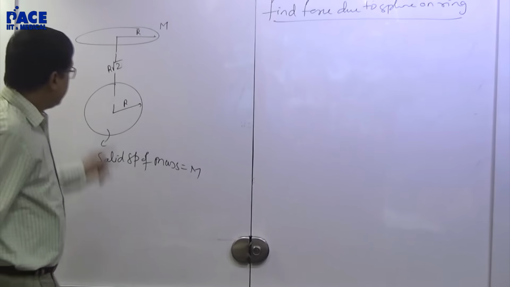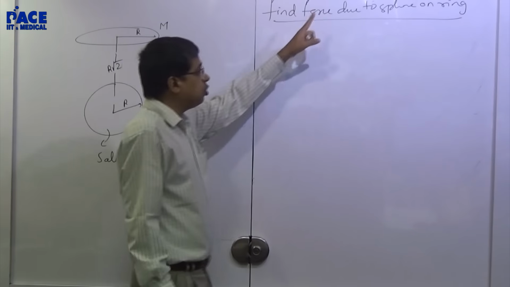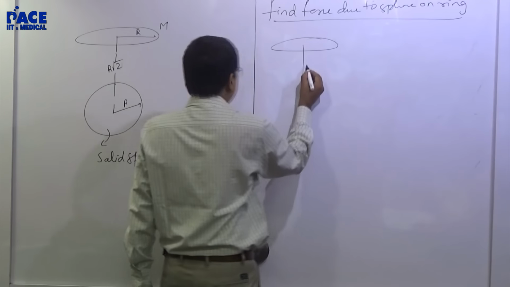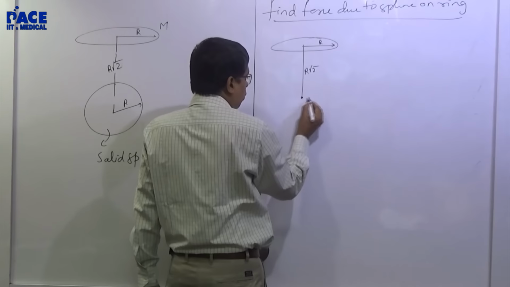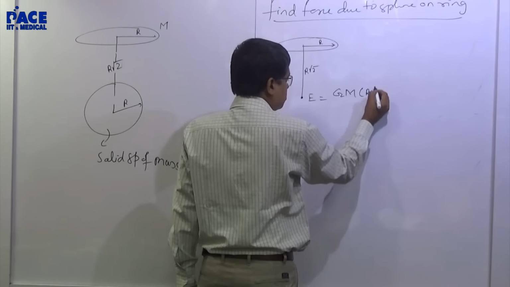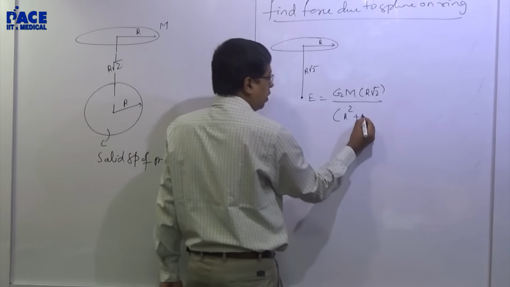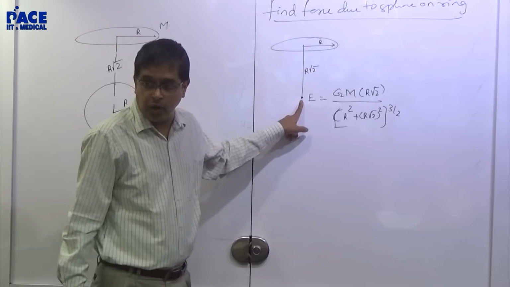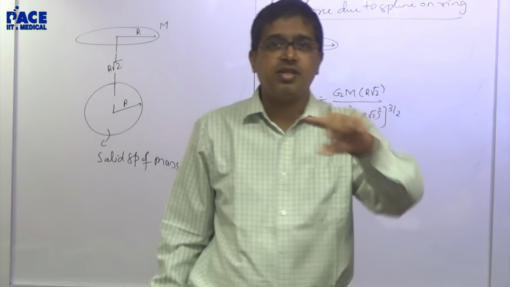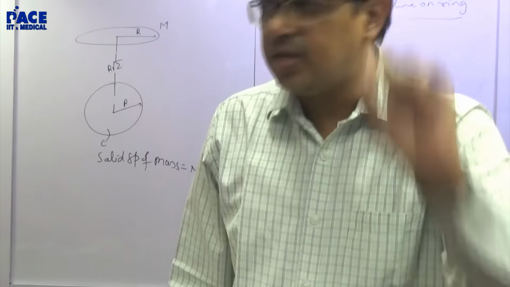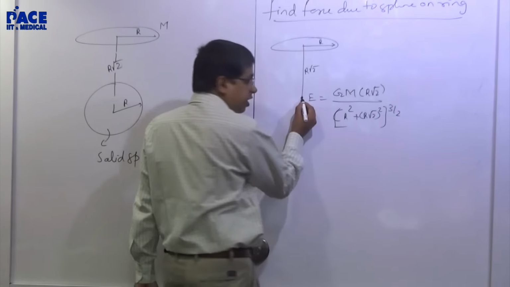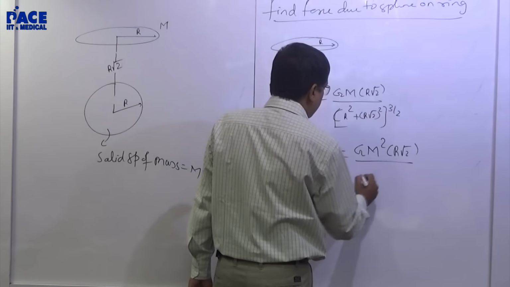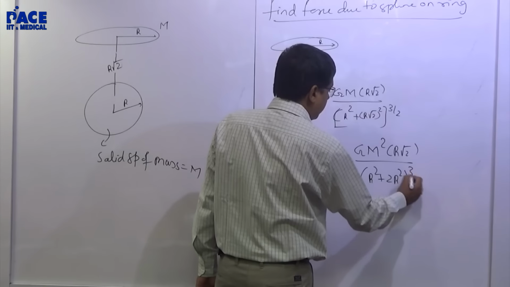Newton's third law should come to our rescue. Every action has an equal and opposite reaction. You are asking me the force due to the sphere on the ring. I will calculate the force due to the ring on the sphere. This is R root 2. This value is R. What will be the field here? G, M, x is R root 2, upon (R square plus (R root 2) whole square) whole to the power 3 by 2. This is the field due to the ring at this particular point. For any external point as far as the sphere is concerned, the whole of the mass appears to be concentrated at the center. Now the whole of the mass of the sphere I can consider to be a point object. Force is m into E. This is G M square R root 2 upon (R square plus 2R square) to the power 3 by 2.